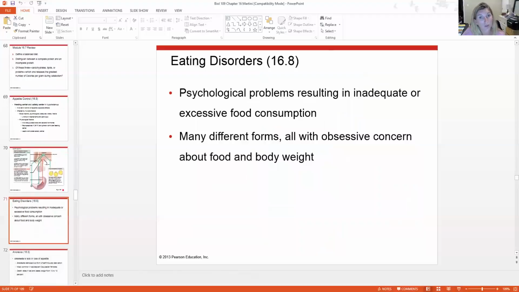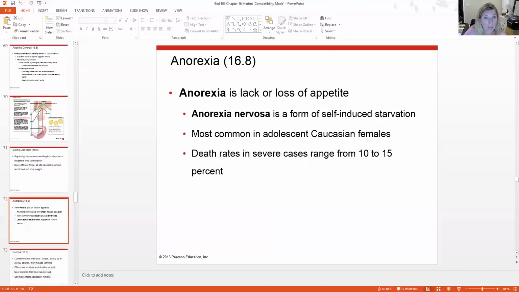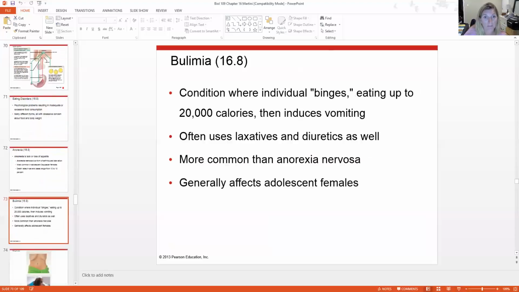There's also eating disorders. Unfortunately, these are psychological problems that result in inadequate or excessive food consumption, and there's many different forms. They all have an obsessive concern with food and body weight. Anorexia is the lack or loss of appetite. Anorexia nervosa is a form of self-induced starvation. It's most common in Caucasian females. Death rates can be 10 to 15%.